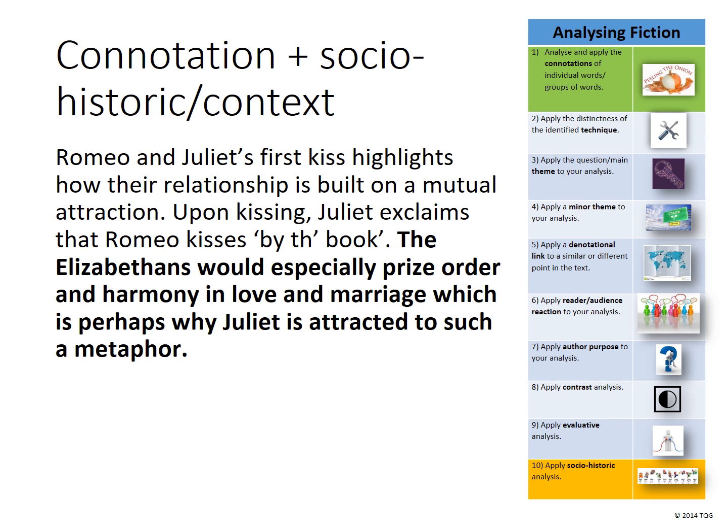So here I have written this. The Elizabethans would especially prize order and harmony in love and marriage, which is perhaps why Juliet is attracted to such a metaphor. So it's knowing the idea that in comparison to Elizabethan times, we are less concerned with order and harmony, or perhaps we less experience it, that allows us to understand that the connotations of order and authority are the connotations that would be particularly important to Elizabethans.